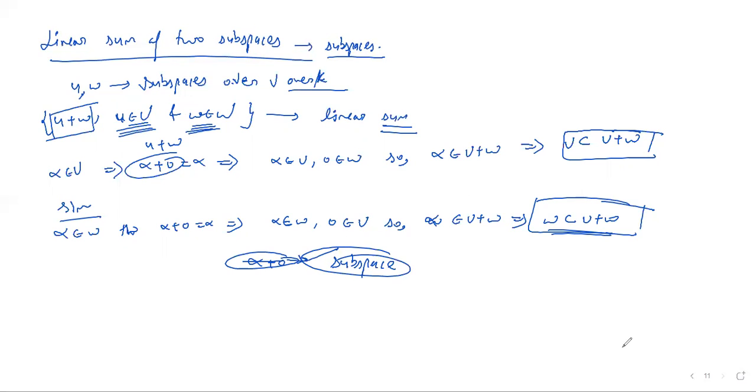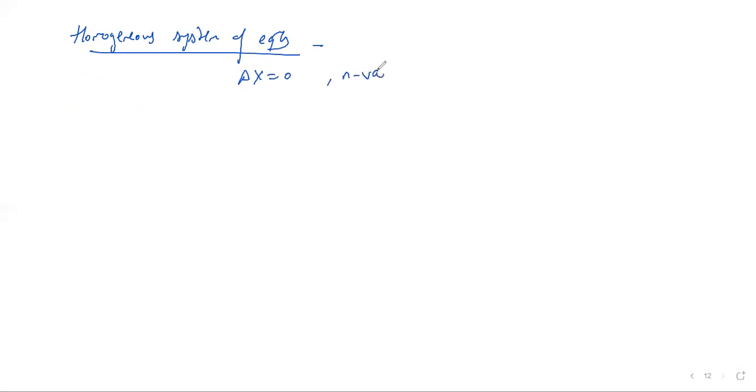Now there is one important topic in subspaces, which is in matrix topics actually. Let's see it here only. Let's look at the homogeneous system of equations. What is a homogeneous system? It is Ax equals to 0 with n variables. Then A is a matrix of size m cross n, and x is n cross 1, equals to 0. This is what we mean by Ax equals to 0.